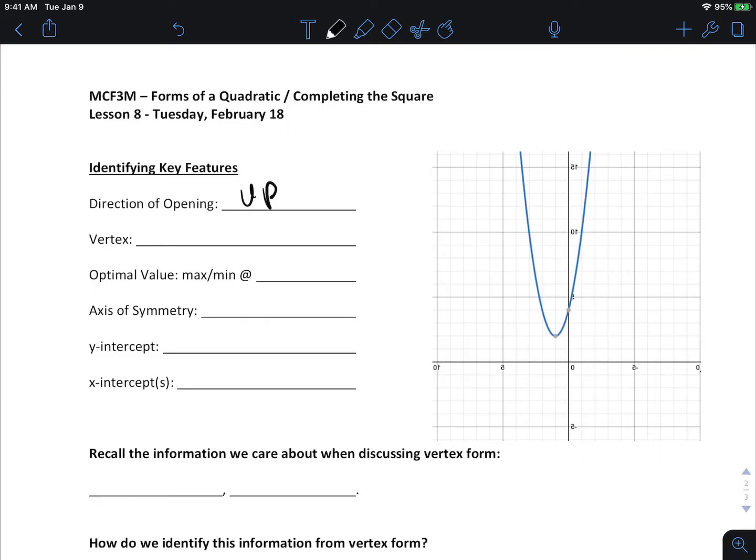Then the vertex. Somehow this grid got flipped. I don't know how it happened. But anyway, the vertex is right here. We could renumber this to be negative and positive over here if you want. So we can say it's at -1 and +2. So the vertex is actually a point: (-1, 2).